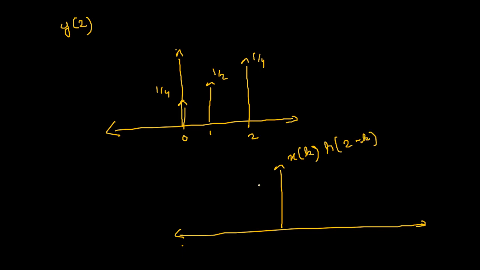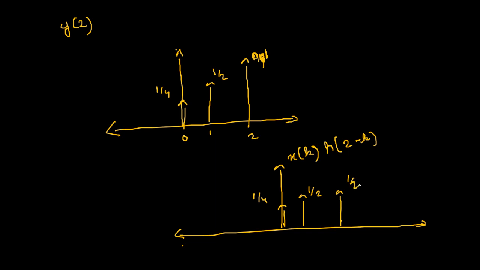So we have 1 into 1 by 4 is 1 by 4. 1 by 2 into 1 is 1 by 2. Sorry, this is not 1 by 4, whatever it is. This is literally 1. Okay, so this is 1 by 2, and then we have 1 into 1 by 2, which is again 1 by 2.